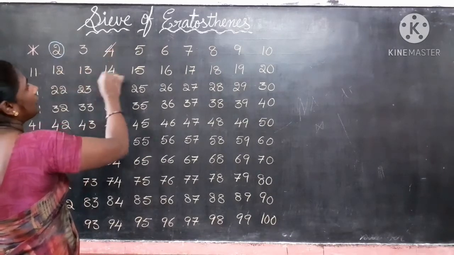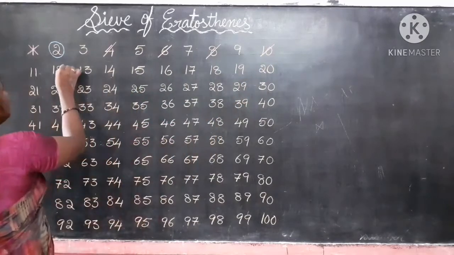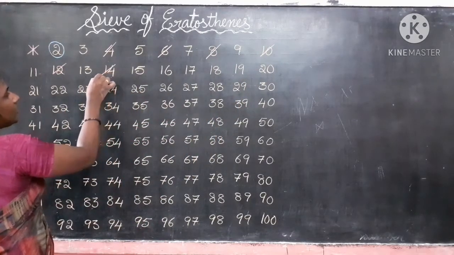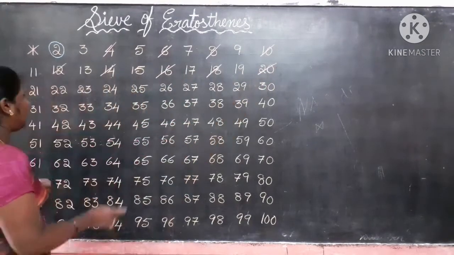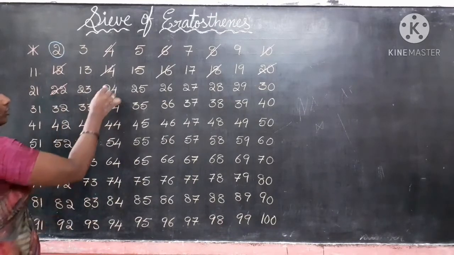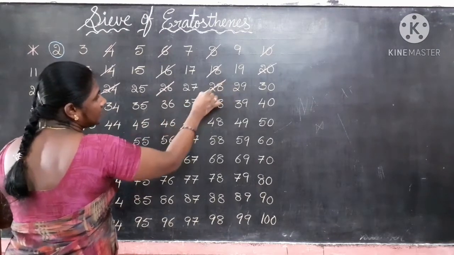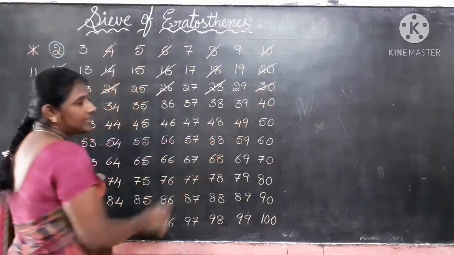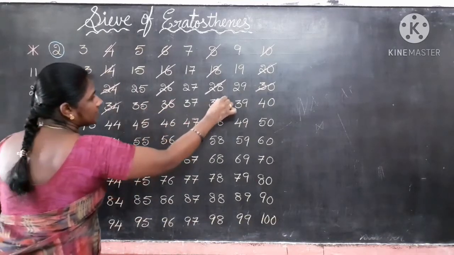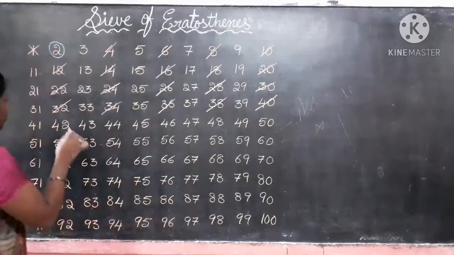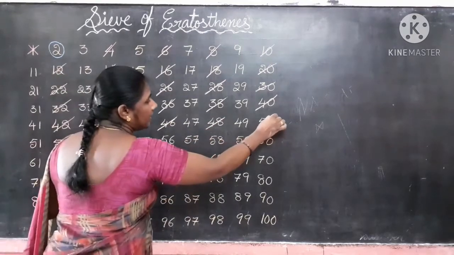2 2s are 4, 2 3s are 6, 2 4s are 8, 2 5s are 10, 2 6s are 12, 2 7s are 14, 2 8s are 16, 2 9s are 18, 2 10s are 20, 2 11s are 22, 2 12s are 24, 2 13s are 26, 28 and 30. These are the multiples of 2. 32, 34, 36, 38, 40. 42, 44, 46, 48 and 50.